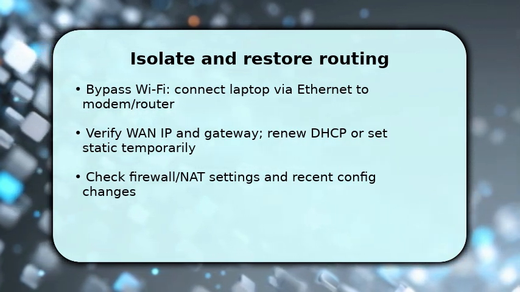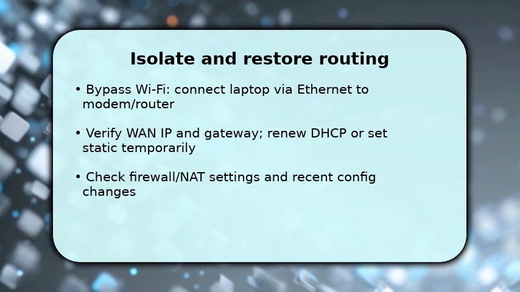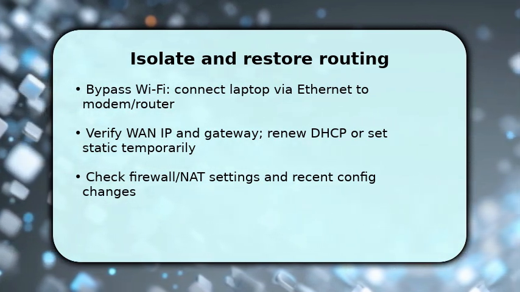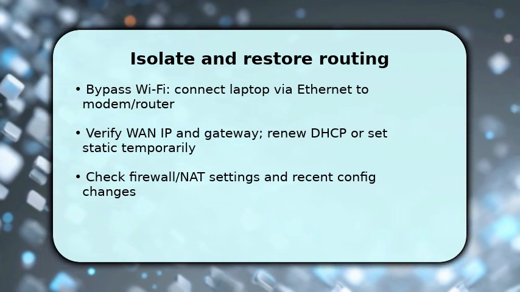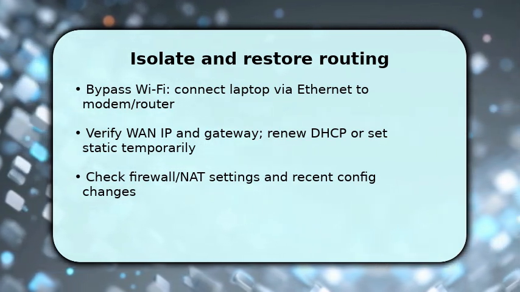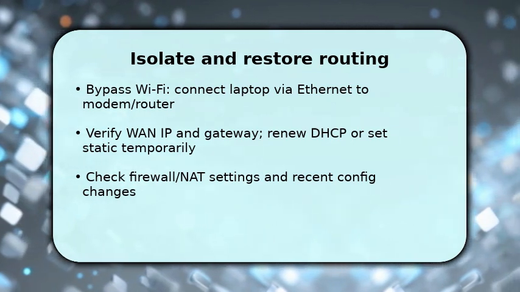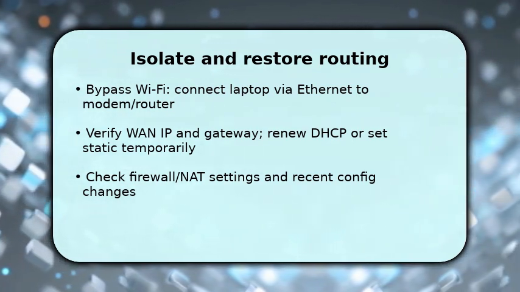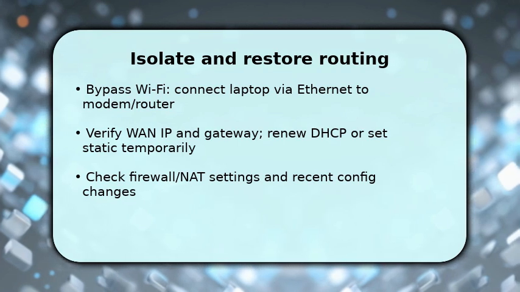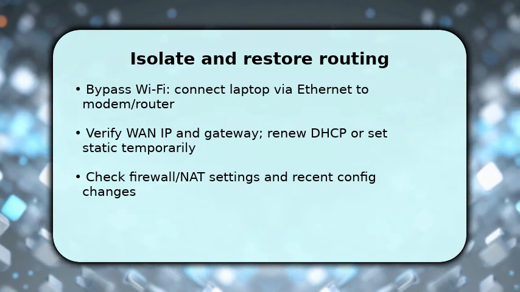If the IP is missing, renew DHCP or temporarily assign a known working static IP to test. Then inspect routing, firewall, and NAT rules for recent changes that could block traffic. Revert recent updates if needed. After changes, test external access and traceroute to confirm packets leave your network correctly.